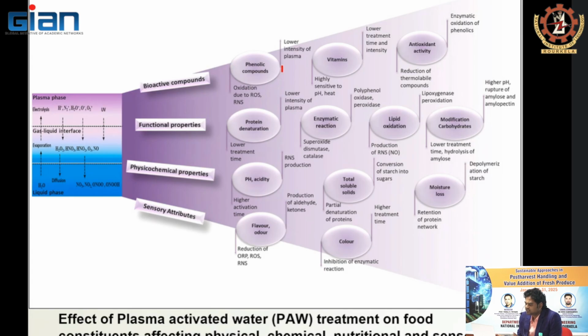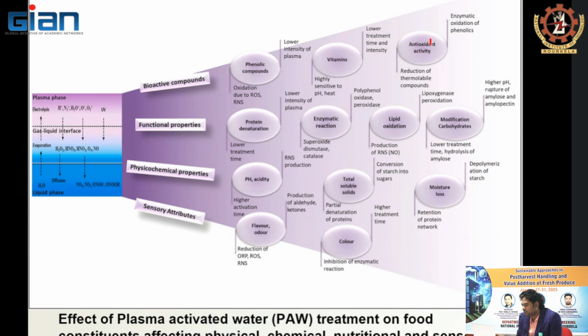When it reacts with the phenolic component, it oxidizes the phenolic component, and it lowers the intensity of plasma. Whereas in the case of vitamins, it is highly sensitive to heat. Some of the heat-sensitive vitamins are retained with lower treatment time and intensity. So it can destroy microorganisms and other things.